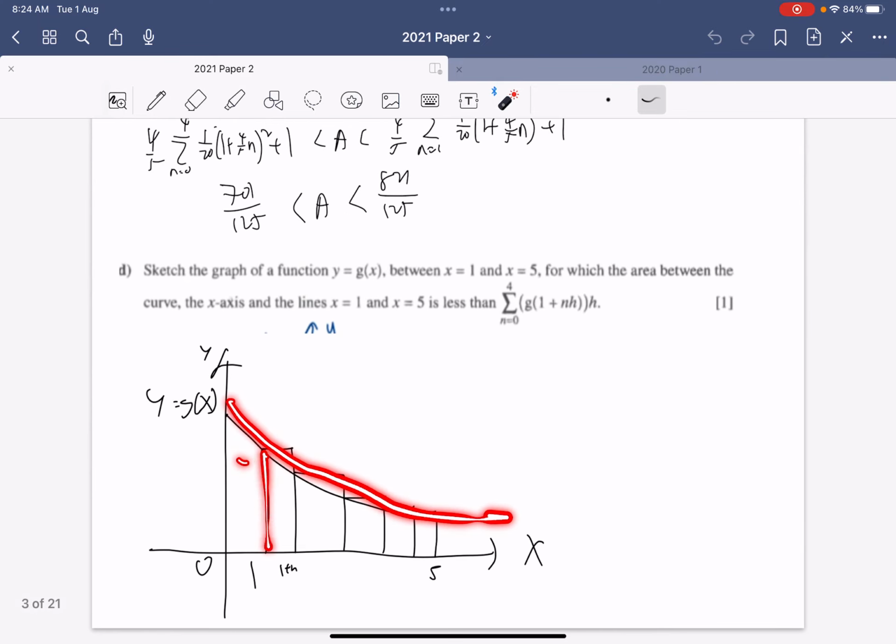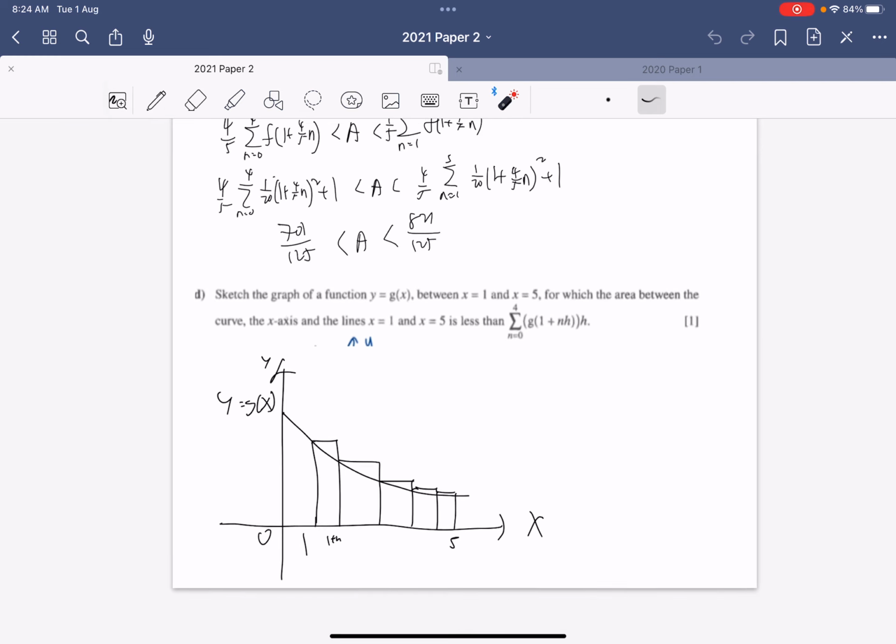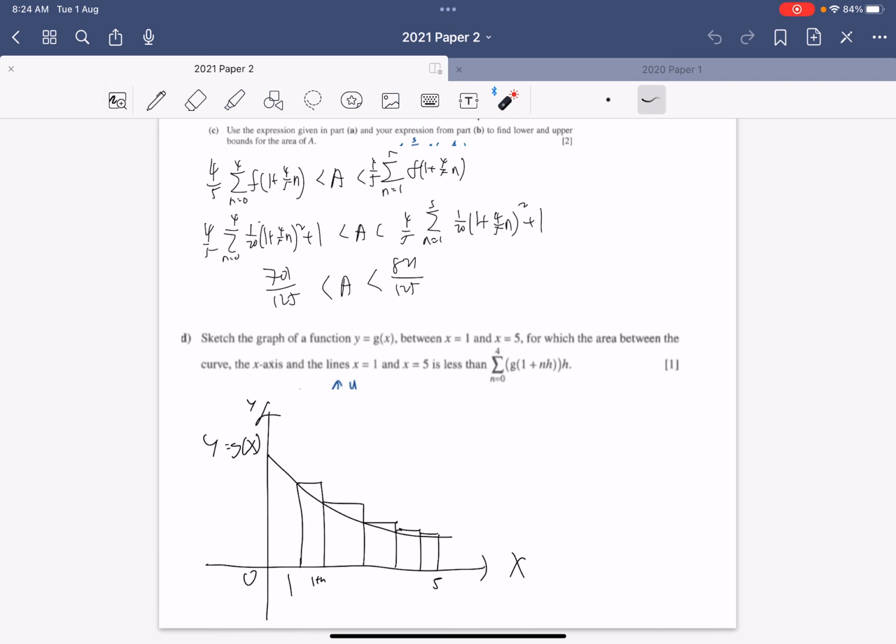So we have a decreasing one, then when we draw from the left, it will always overshoot. So it now becomes bigger. So you can see how it works. This rectangle drawing area under the curve.